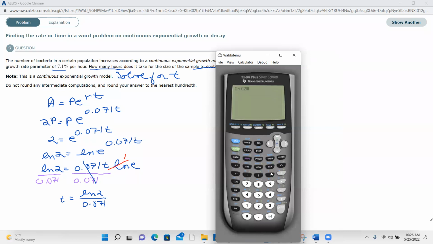Natural log 2, divided by 0.071. And to the nearest hundredth, 9.76. And we're talking about hours.